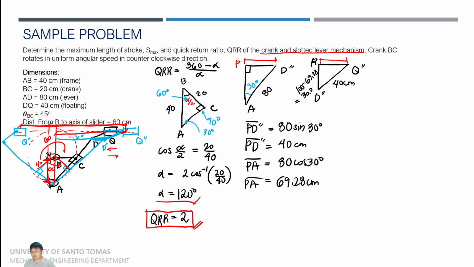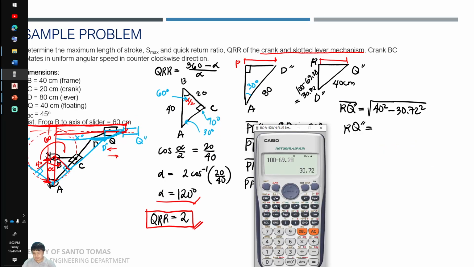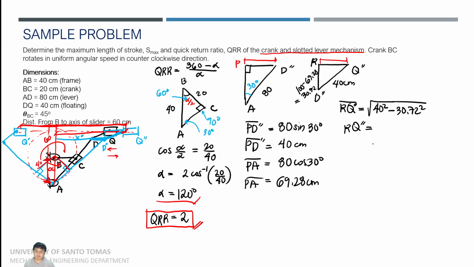Now we can use the Pythagorean theorem to find RQ. So RQ double prime is equal to the square root of 40 squared minus 30.72 squared. So that is 25.62.